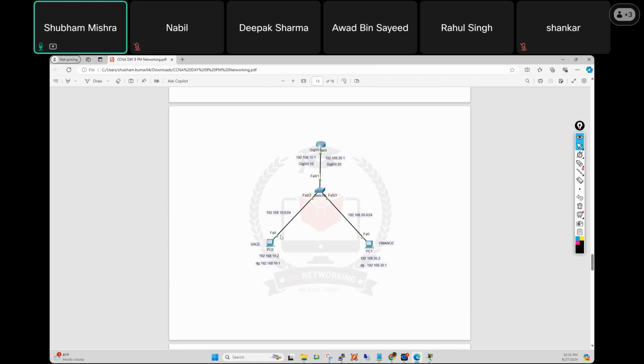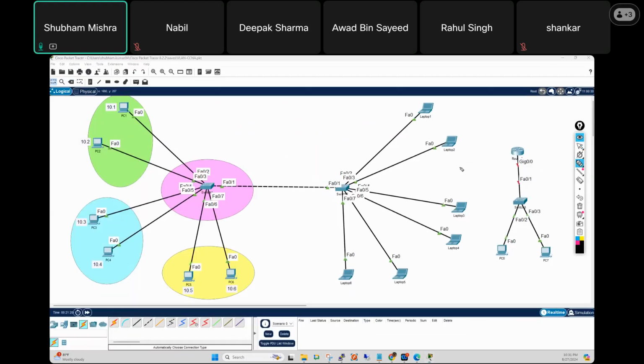So here I configure what? One more thing. At that time I asked you this question about the default gateway. What is the default gateway for this PC, guys? I told you 10.1 and 10.10. So 10.10 is the default gateway. And here 20.1 and here 20.10. So for this PC, 20.10 is the default gateway. Clear? Okay.